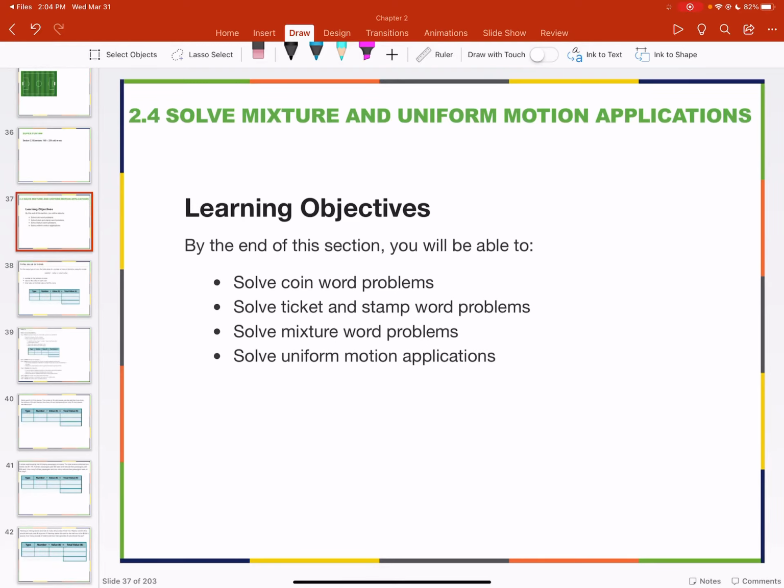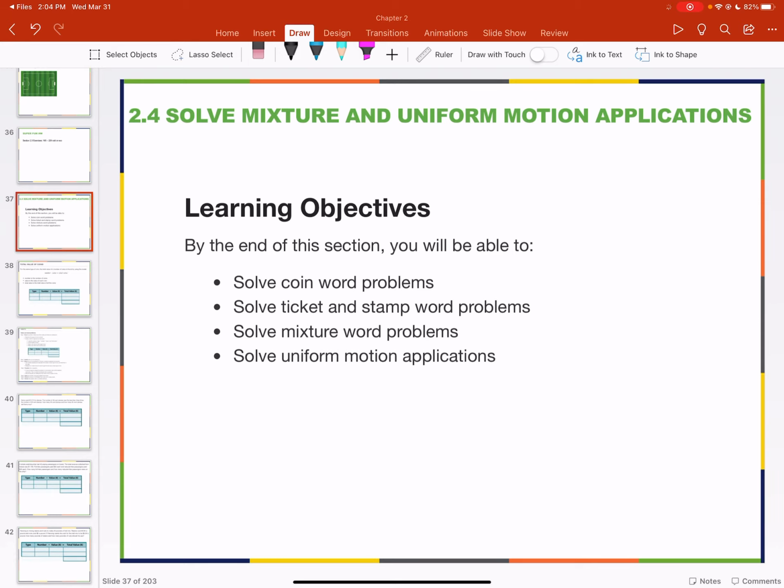Everyone, welcome to section 2.4, where we're going to do super fun word problems. I know you guys love word problems. These involve coins and mixing things and motion, rate times time equals distance.